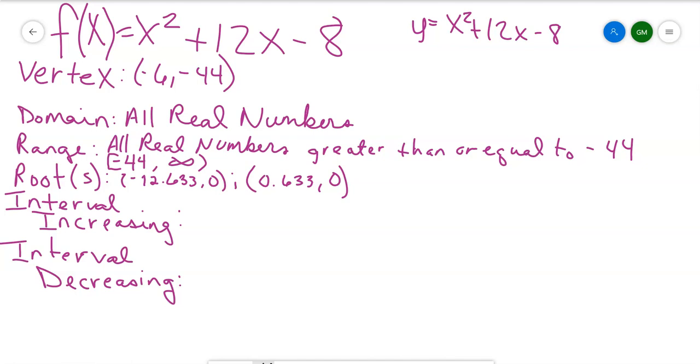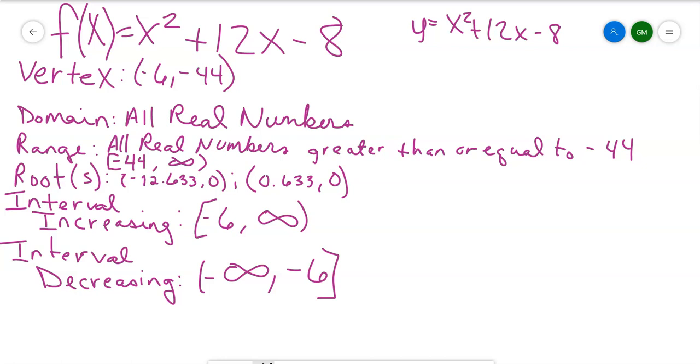So let's talk about the interval that is decreasing, because this one was a positive a, so it opened upward, so it decreases first. So the interval it's decreasing is from x equals negative infinity, and then it goes to negative 6. That's the x value where it turns around. And the interval it's increasing is from negative 6, and that should have a bracket because it's included, to positive infinity. And remember, infinity always has parentheses because it is not included because it's not a number.